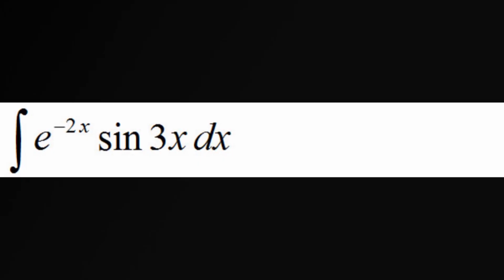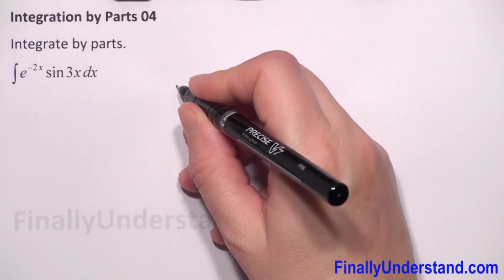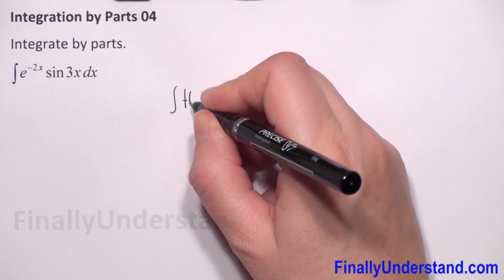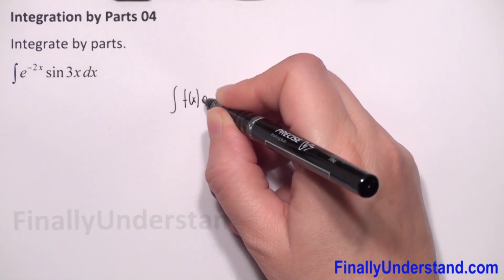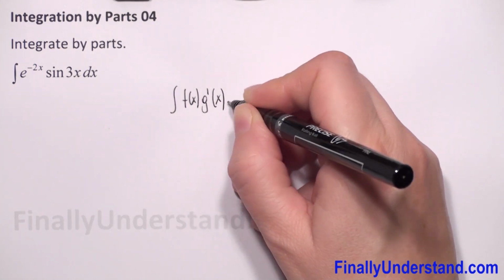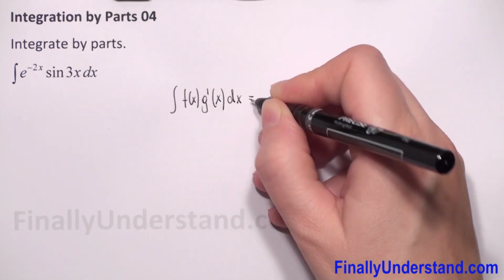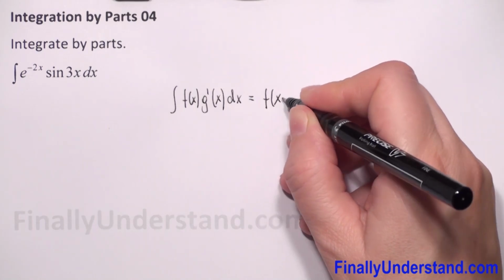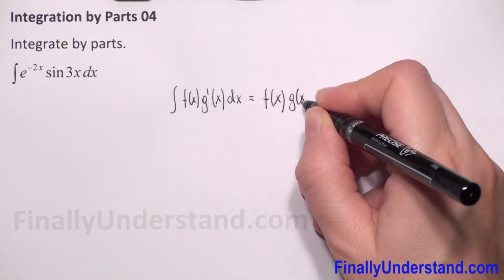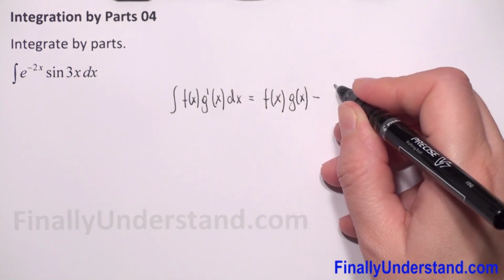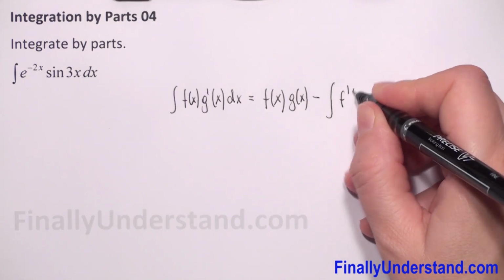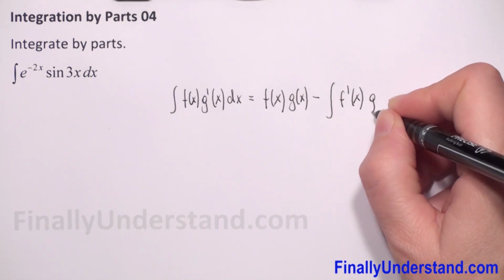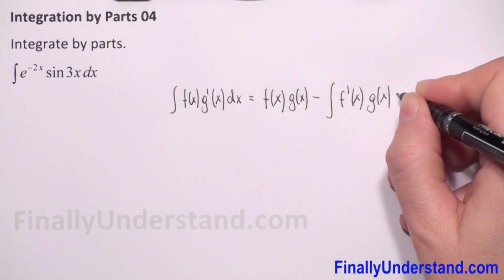First, let me remind you formula for integration by parts. When we have integral of product f of x times g prime of x with respect to x, this is equal f of x times g of x minus integral of f prime of x times g of x with respect to x.